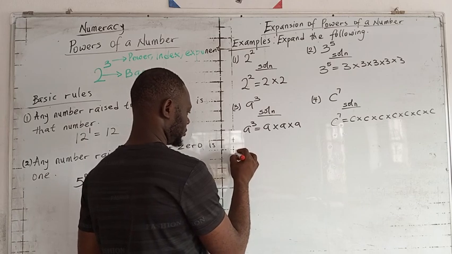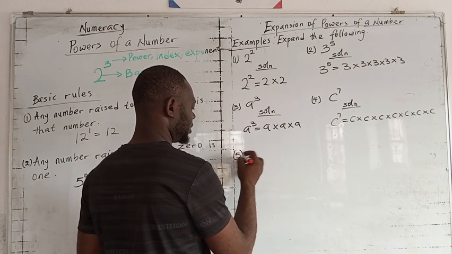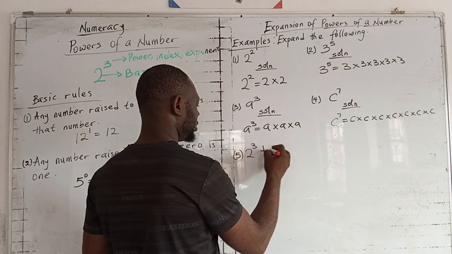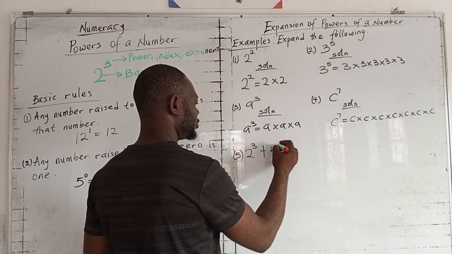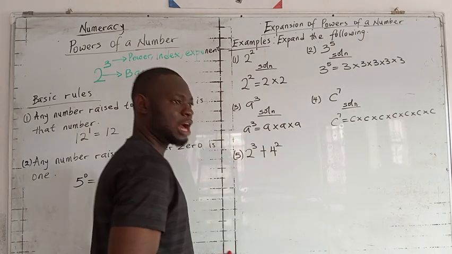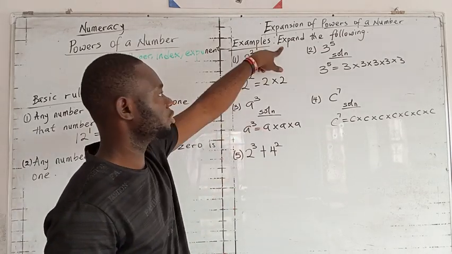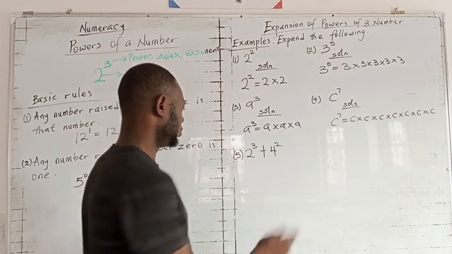Okay? What if we have something like 2 raised to power 3 plus 4 raised to power 2? How do we do this? Remember, what we are simply doing is what? Expansion. So, solution.